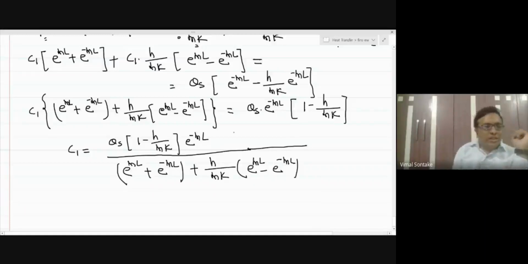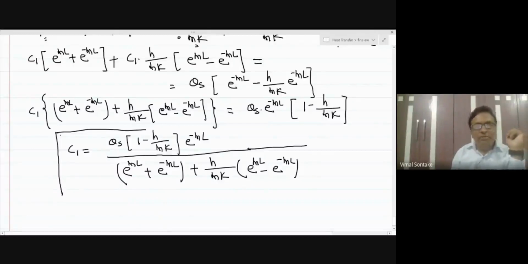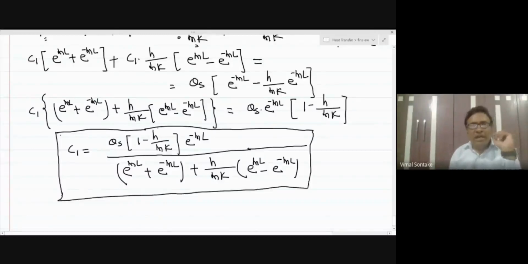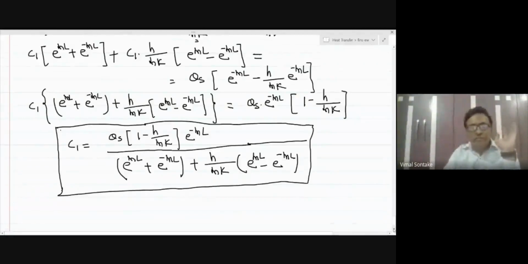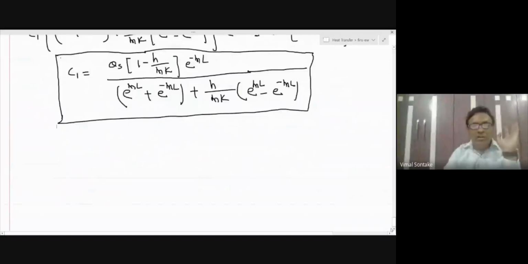So this entire term represents the value of constant C1 in terms of known values of m, l, h and k. Everything is known. That is why C1 can be calculated easily now. Now let us find out the value of C2. So from equation A, what is that equation?